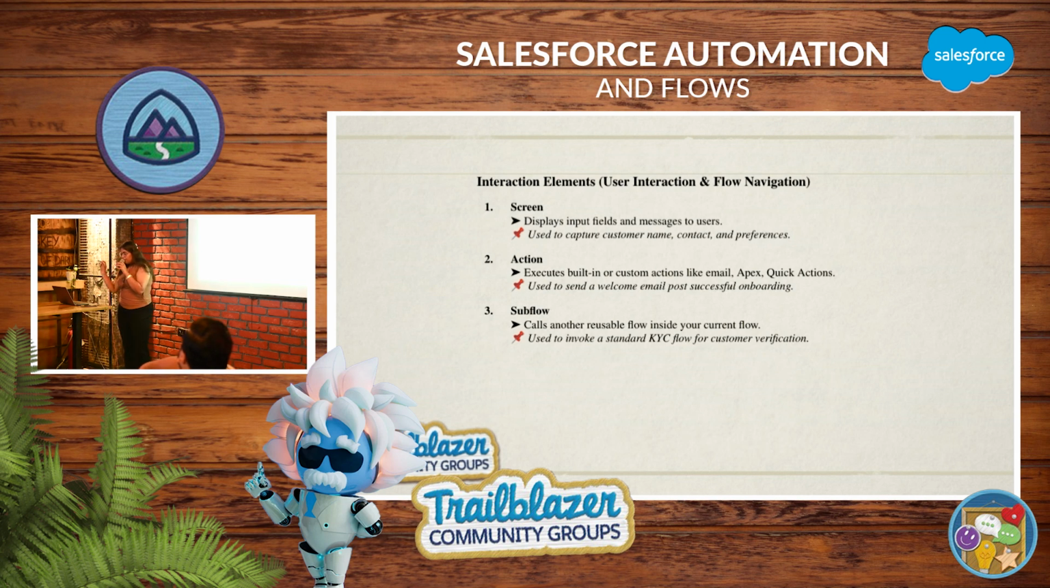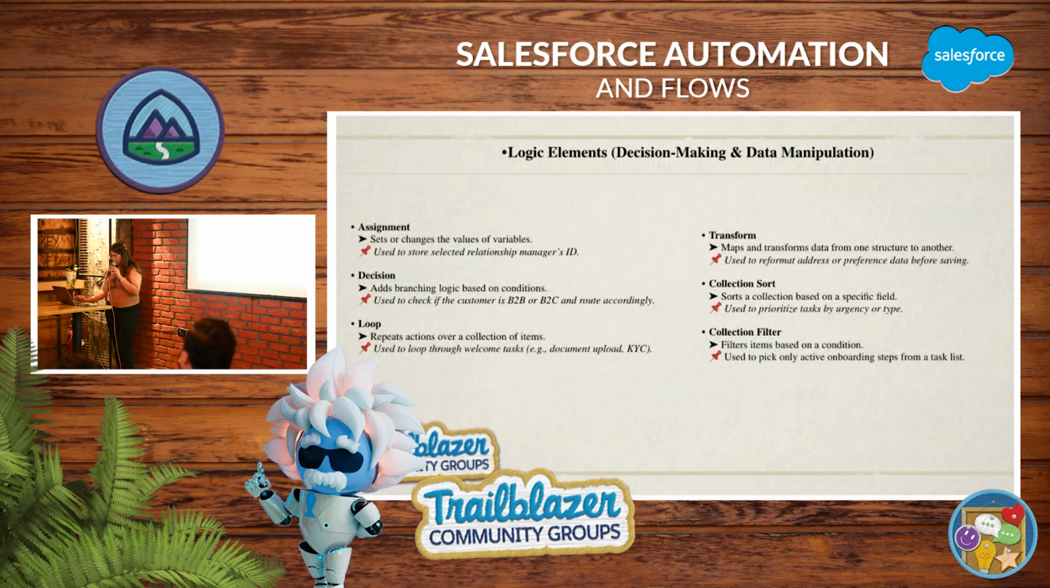Then we have the subflow element that helps me to call another reusable flow inside my current flow. As you can see, it is used to invoke a standard KYC flow for customer verification. Let's say I already have a customer verification KYC flow within my system. I really don't want to create that KYC process again. So obviously, I will use my modular flow inside my current flow and get the things done. So this is one of the use cases where we can use the subflow element.